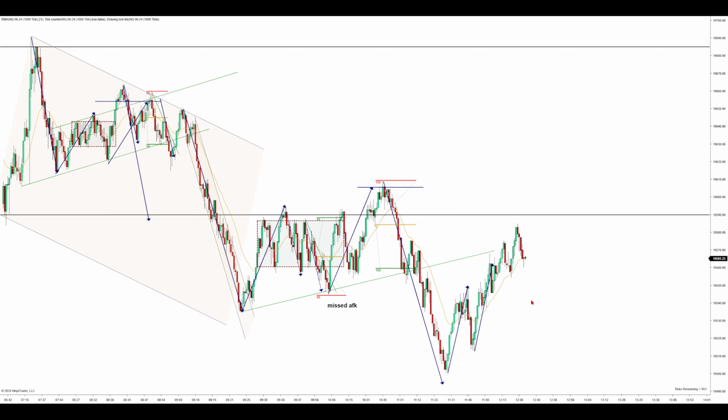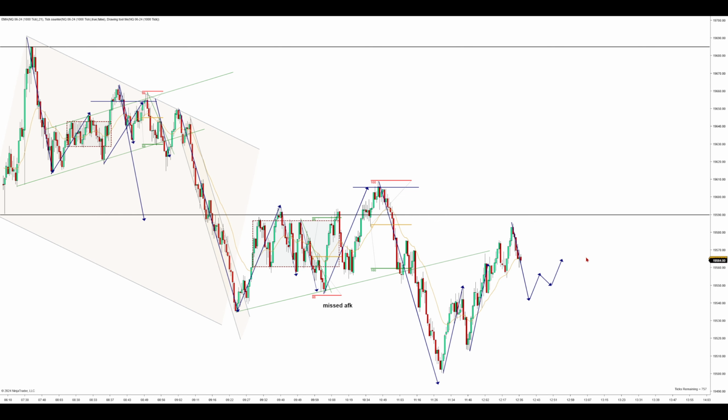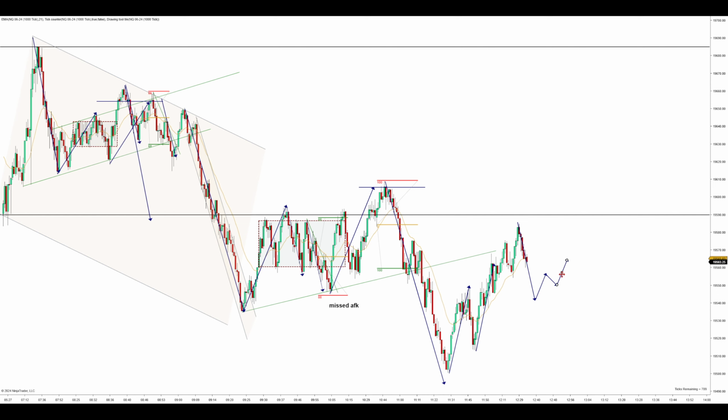Even if we push down from here with a clear failed second entry, we can still get a short. It doesn't have to have a retest. Of course, if it pushes up and gets a retest, then it's more likely to get a stronger push down. But if we get a good failed second entry from here, then we can absolutely look to take a short. So let me just draw up an example here. Something like this, we can look to get short on if it sets up well.